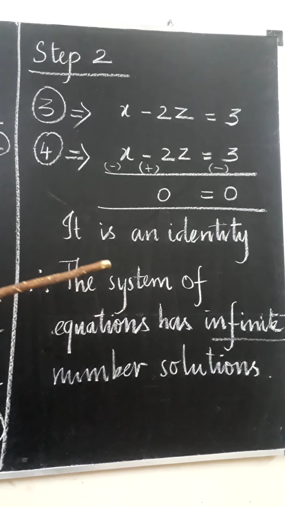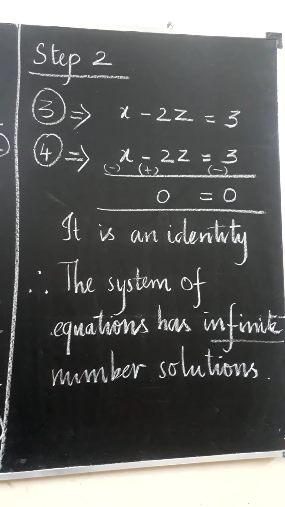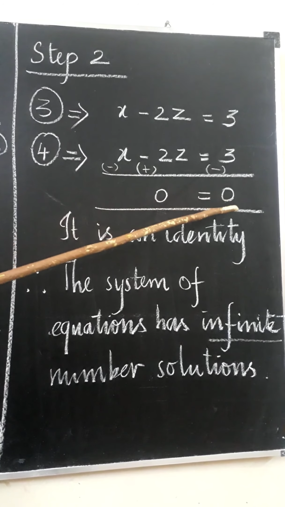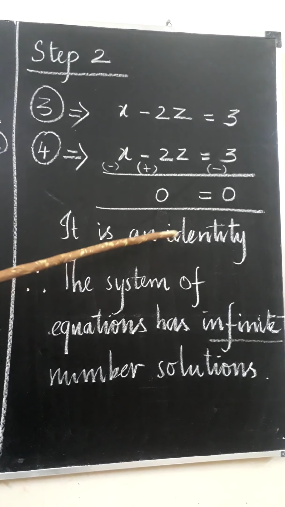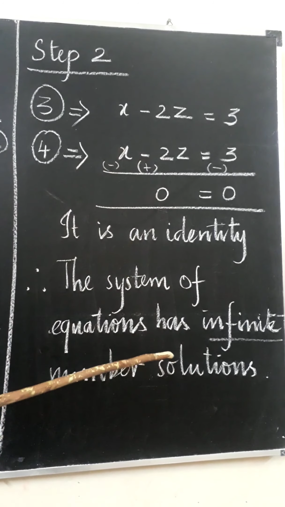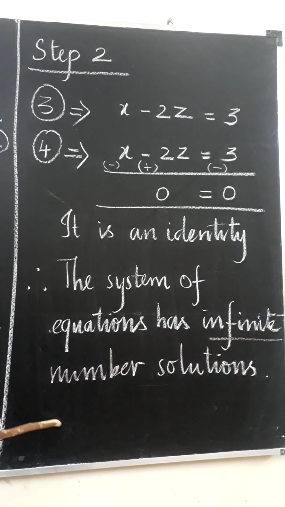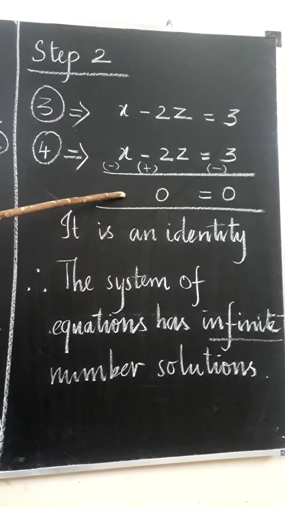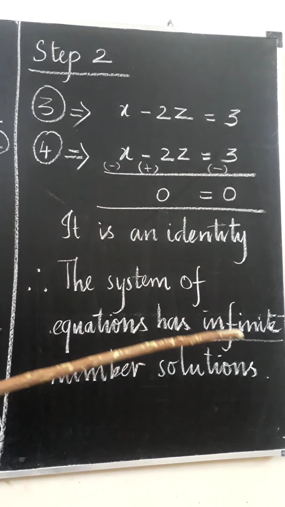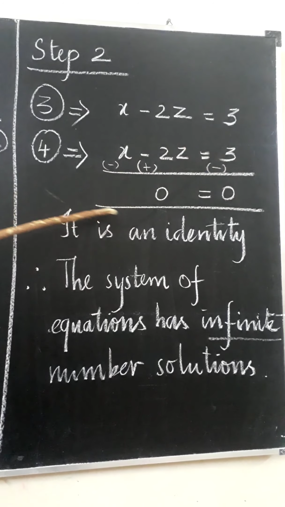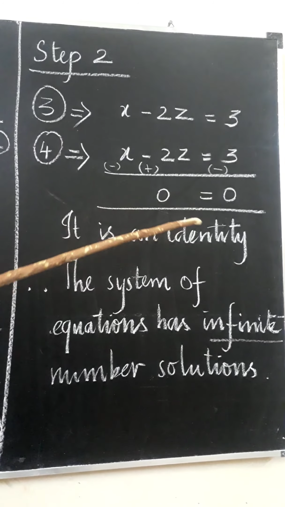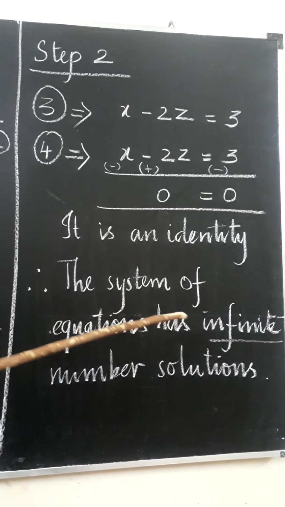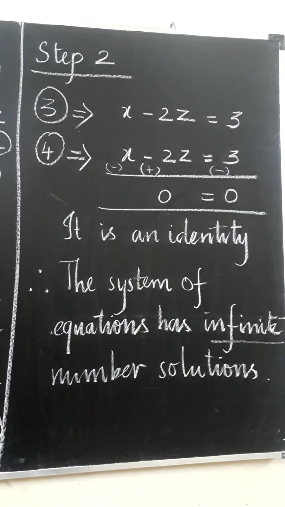I think you remember that I already told you that if it comes as 0 equal to 0, it is an identity. If it is an identity, then the system of equations has infinite number of solutions. Identity means both the sides are the same. So it comes as an identity. So the answer is the system of equations has infinite number of solutions.